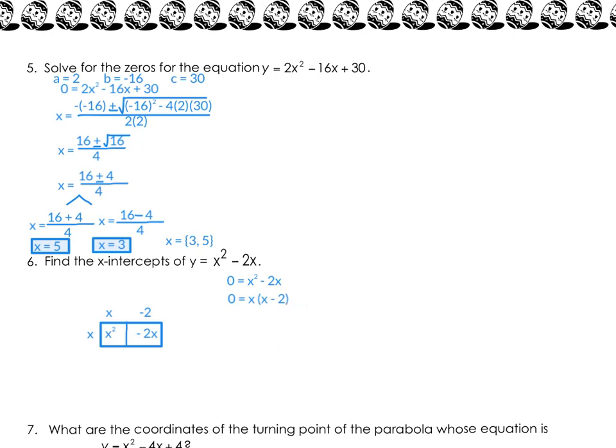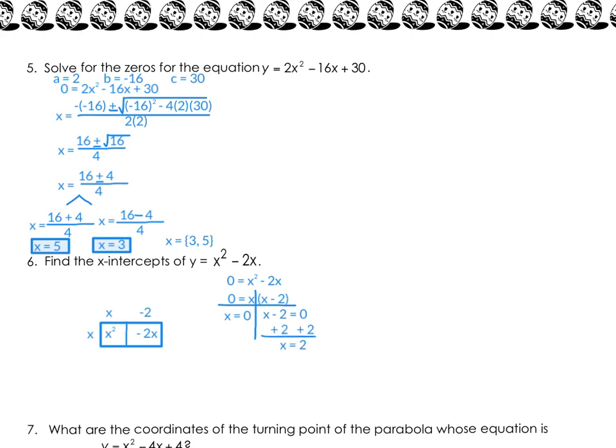So now I can set up my t-chart and solve for each one. If either of these two factors is 0, the product would be 0. So I need to set the factors equal to 0. So x equals 0 and then x minus 2 equals 0. Well, to solve for x on the right-hand side, I need to add 2 to both sides.